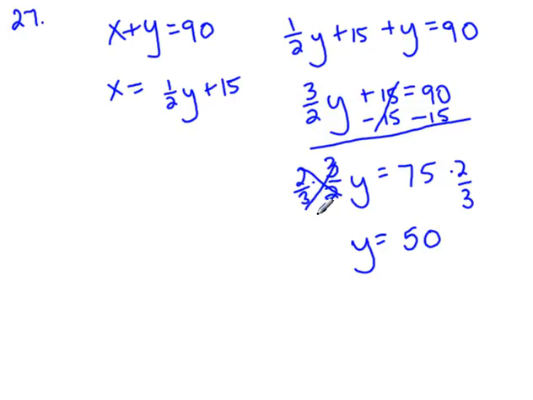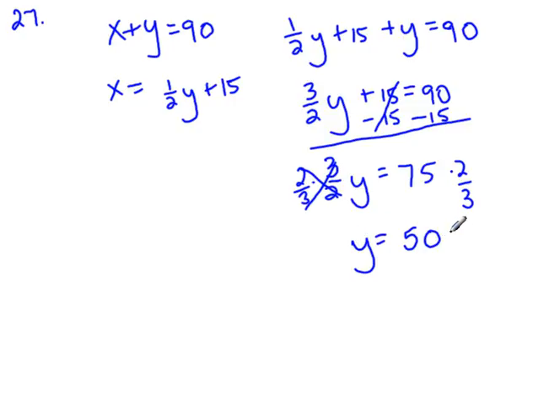I could also have chosen to multiply through by 2 and then divide through by 3. I know some of you like to do it that way. Or I could have just divided 75 by 3/2. Any of those three ways accomplishes the same thing.